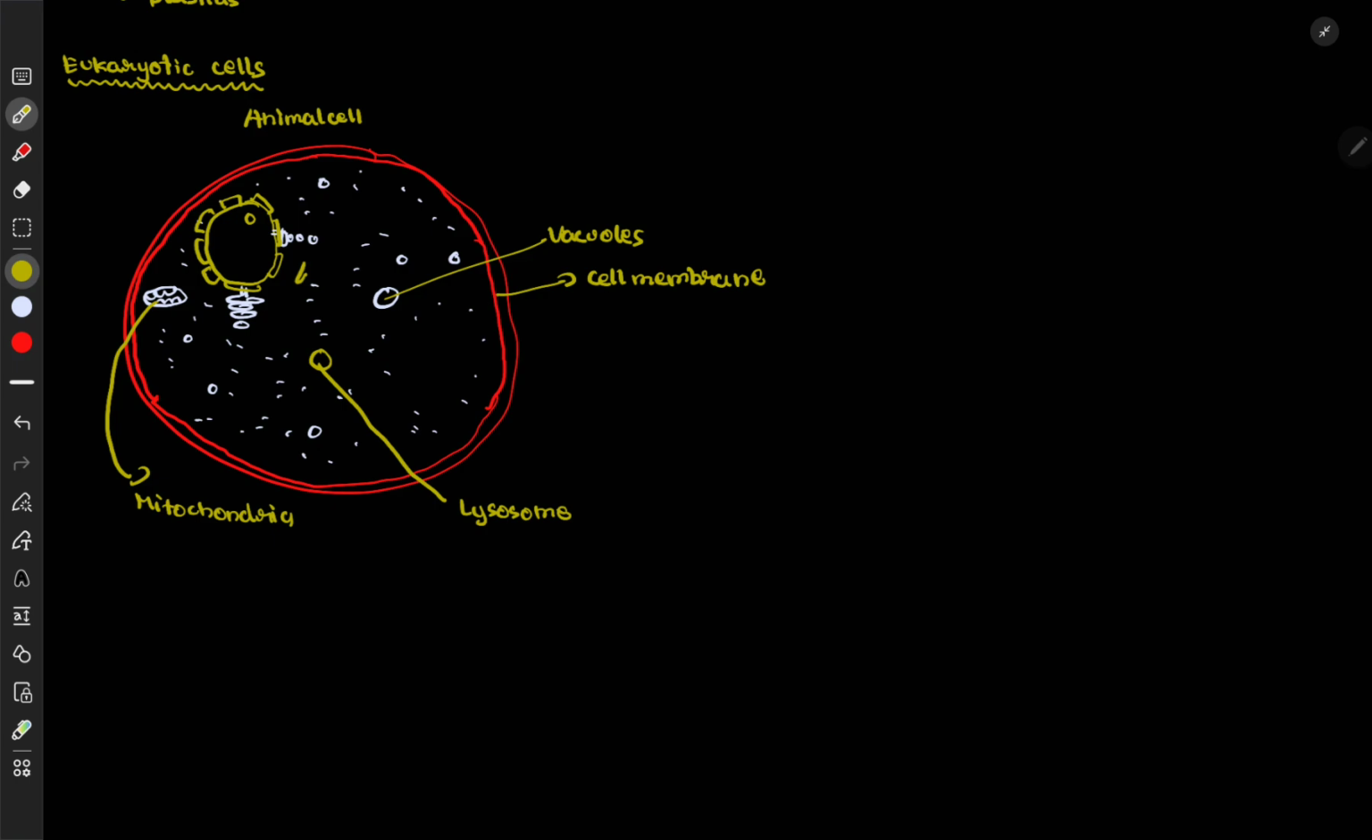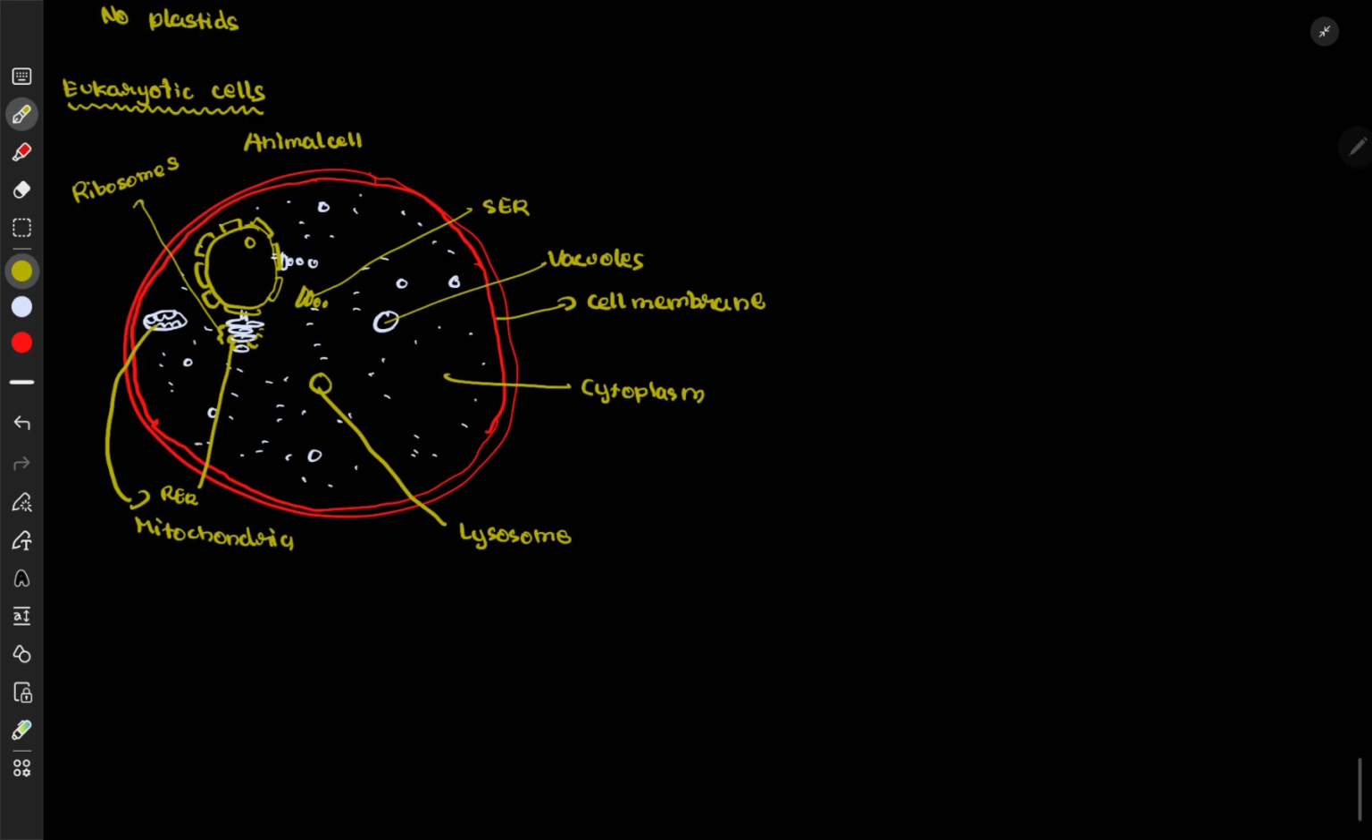Let's say we just include somewhere smooth endoplasmic reticulum. Now these are the RER, or the rough endoplasmic reticulum. This is the SER, the smooth endoplasmic reticulum. And over these we have some structures on it which are called ribosomes, which we have seen before. Then we have our cytoplasm. So yeah, it goes on. So this is our eukaryotic cell.